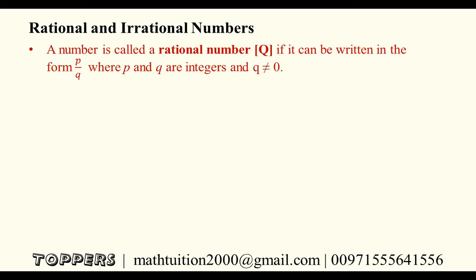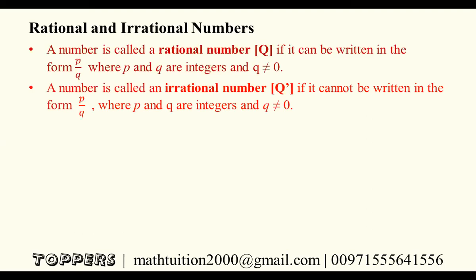But there is a condition. The denominator cannot be 0. What is the reason? Division by 0 is not defined. So the set of natural numbers and integers all come under rational numbers.